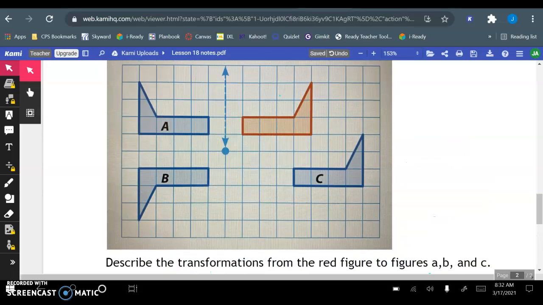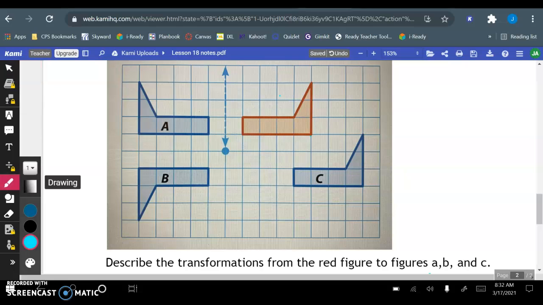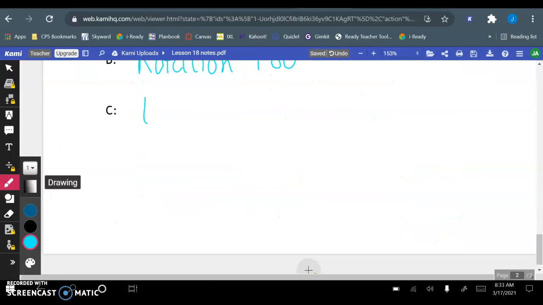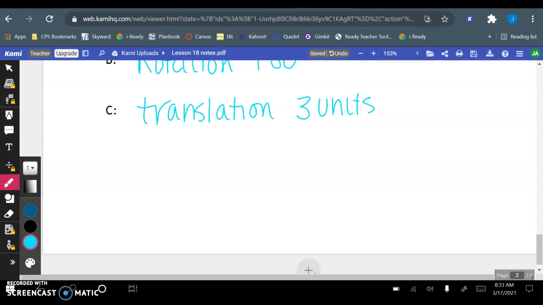And then from the red figure to the C figure, it looks like we just grabbed it, slid it down, and then over. If I count, it slid from here, 1, 2, 3 down, and then here, 1, 2, 3 over. So 3 down and 3 over. That's a translation: 3 units down and 3 units to the right.